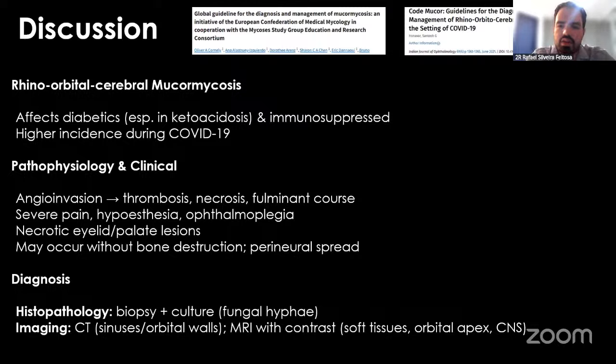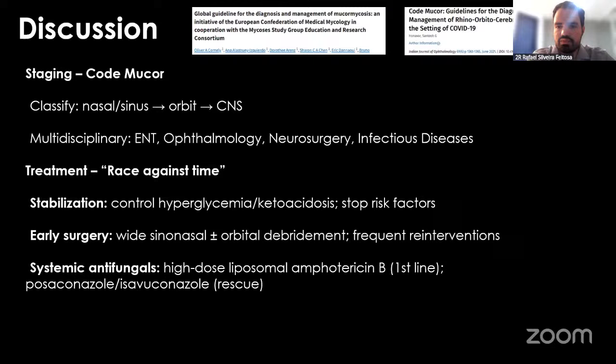Imaging studies, including computed tomography for paranasal sinus and orbital wall evaluation, and contrast-enhanced magnetic resonance imaging for soft tissue, orbital apex, and central nervous system involvement, are crucial to determine the extent of the disease and to guide surgical planning. Early recognition and prompt intervention are essential in cases of rhino-orbital-cerebral mucormycosis, as management truly represents a race against time.